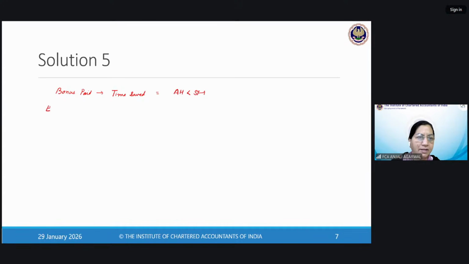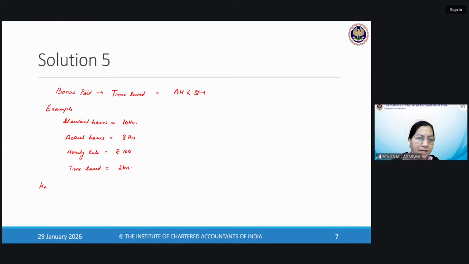So let's take an example here. If the standard hours to do a job is 10 hours and actual hours are 8 hours and the hourly rate is, let's say, rupees 100. So there is a time saving of 2 hours.